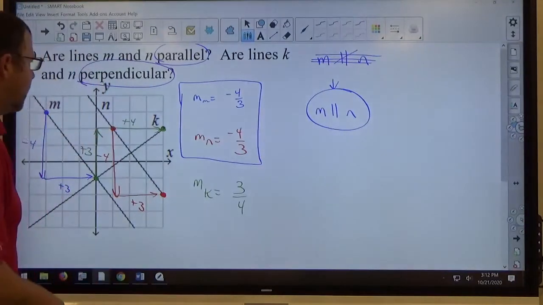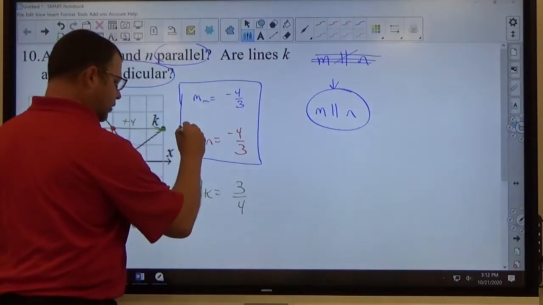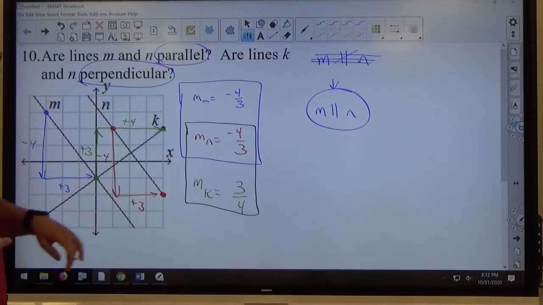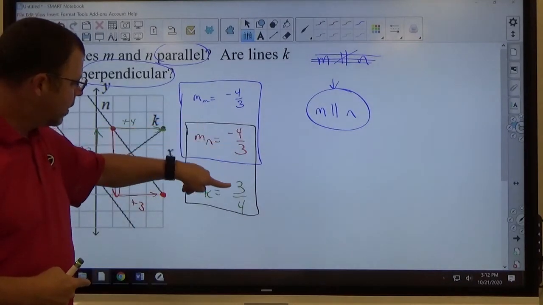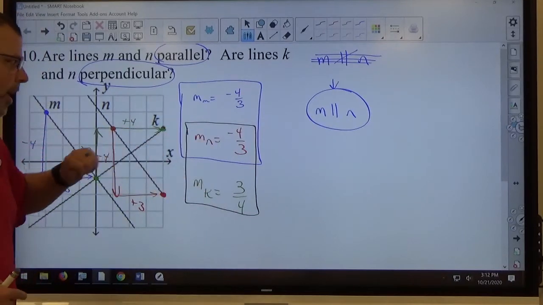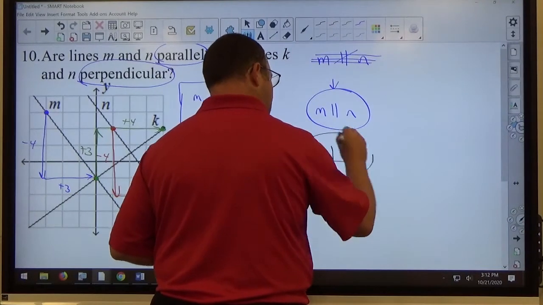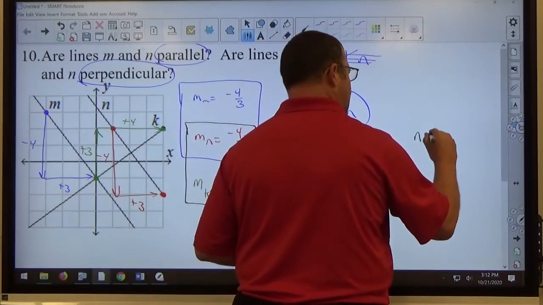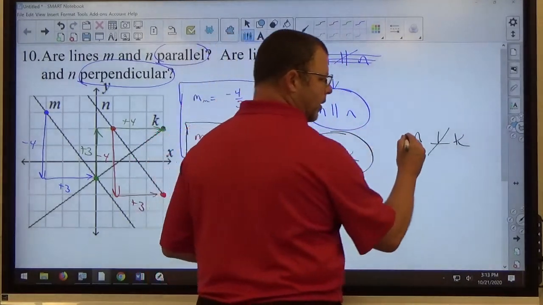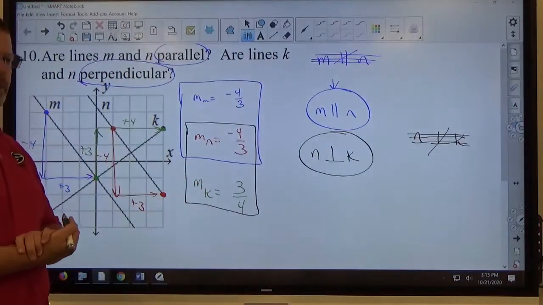Secondly, it asks me if lines K and N are perpendicular to one another. So now I'm focusing on slopes for N and K, these two slopes. I want them to be opposite reciprocals to show perpendicular. Negative 4/3, positive 3/4, opposite sign, reciprocal fraction, so opposite reciprocals, yes. So I know that N is perpendicular to K. Again, this is the right answer. If they weren't perpendicular, I'd write N is not perpendicular to K by putting a stripe through the perpendicular symbol. That would be the wrong answer because they are perpendicular, because the slopes are opposite reciprocals.